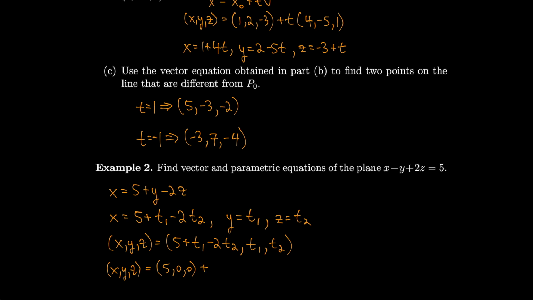The coefficients for t1, well, there's 1 t1 over here, 1 over here, and 0 over here. So I could take t1 times 1, 1, 0. And then I've got minus 2 t2 over here, 0 t2 over here, and 1 t2 over here. So plus t2 times minus 2, 0, 1.